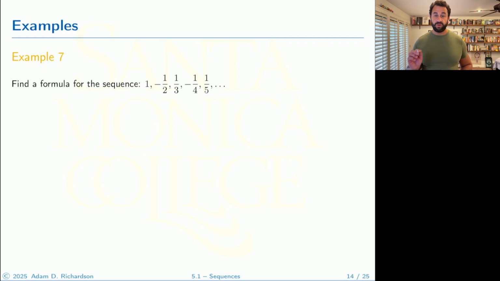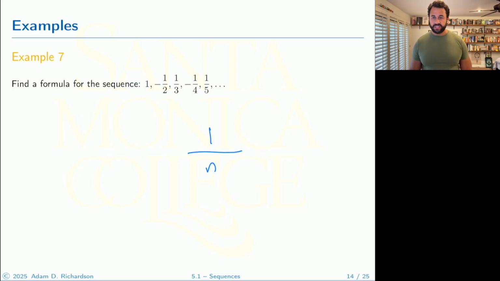One thing I notice right away, the numerator is always 1. That's a good place to start. So I might start with this. Numerator is always 1. The denominator looks like it's just the positive integers. Here, this is 2, 3, 4, 5. I could think of this as 1 over 1. So I believe the denominator is just going to be n, and that would be the general form.